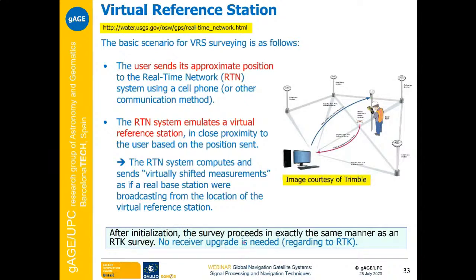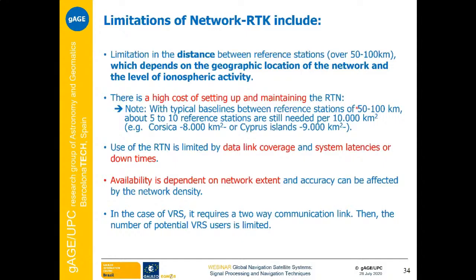It's not necessary to upgrade any software. All he needs is a radio link in order to connect with the central processing facility, but this can be even a mobile. The limitation of distance, let's say the baseline, using this technique can be extended to over 15, even 100 kilometers, which is not bad. It depends on the geographic location, the network, and the level of ionospheric activity.